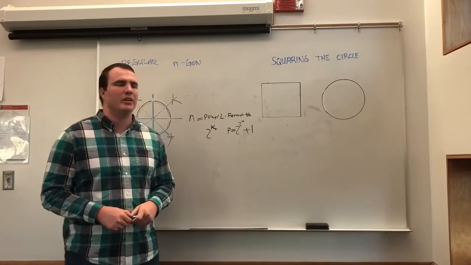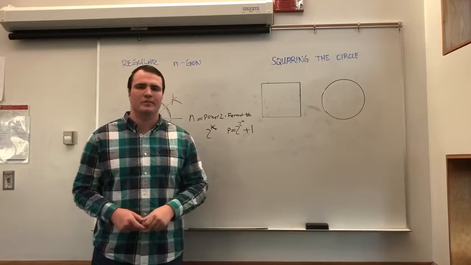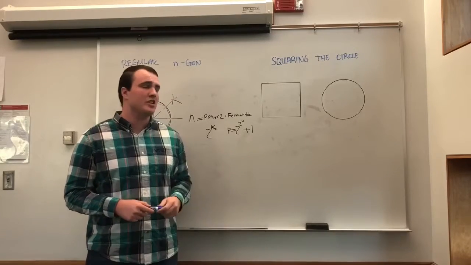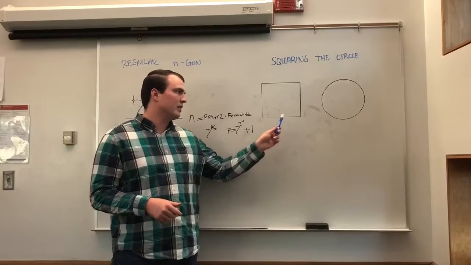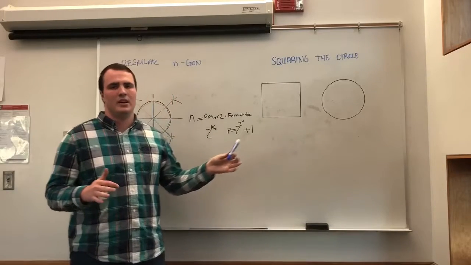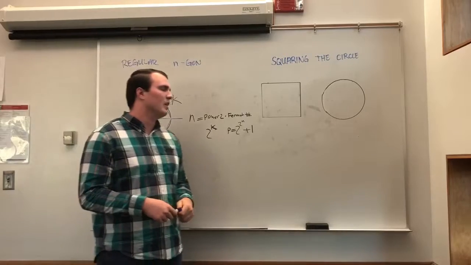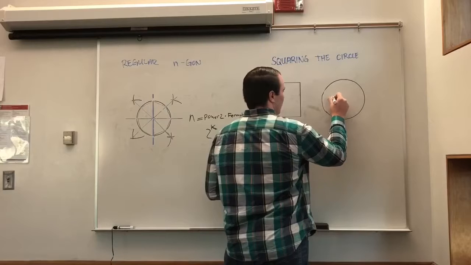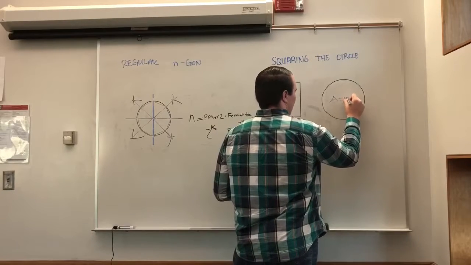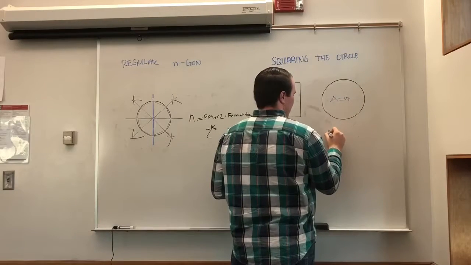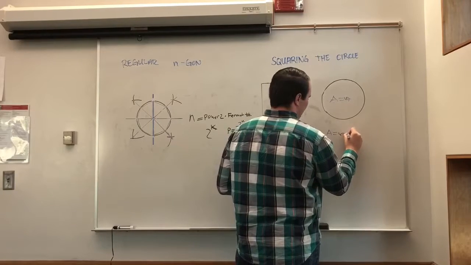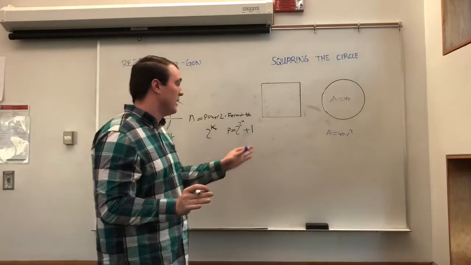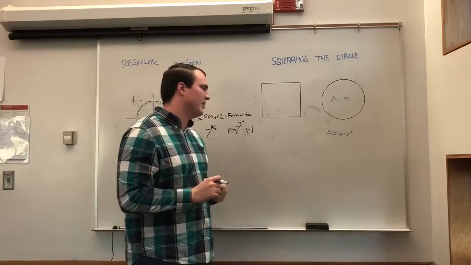Now let us examine our second problem, squaring the circle. The question here is, with a compass and straight edge, can we construct a square given a circle with a specific area? For example, we can take the unit circle, which has area equal to pi. That is, area equals pi r squared, where r is 1. And can we make a square that has the same area?